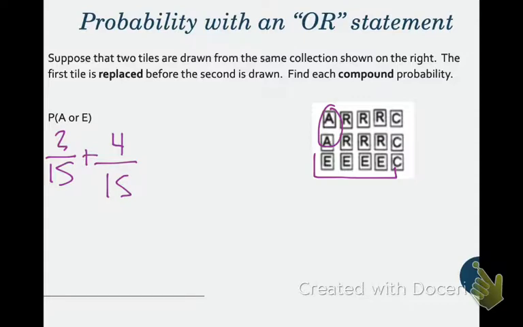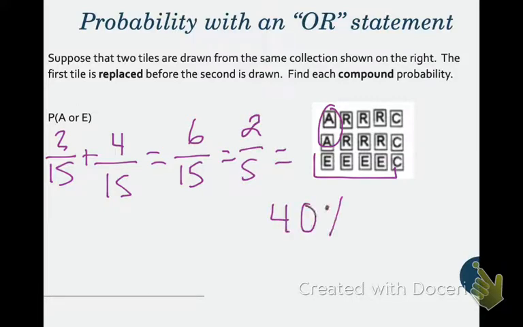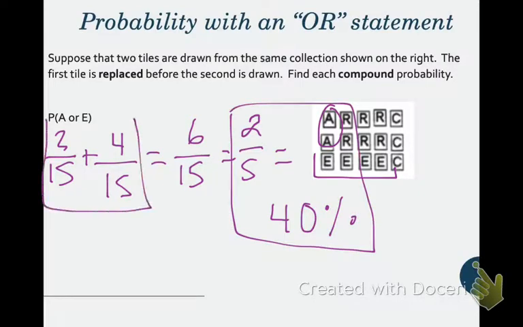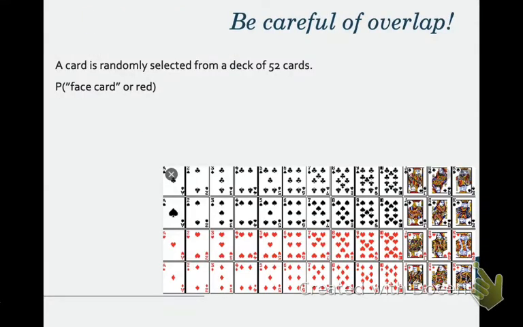Again, I add them together. I get 6 out of 15, which simplifies to 2/5, which is 40%. So again, you need both of those and the fractions that you're adding together. Okay, the only part that makes "or" a little bit challenging is overlapping numbers or cards or colors or whatever.